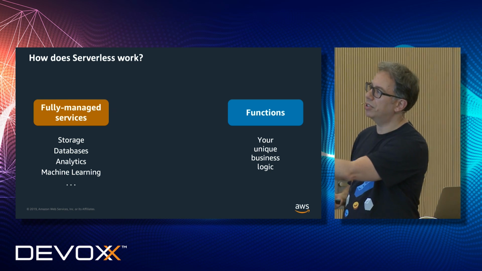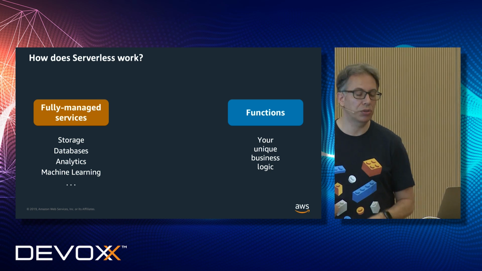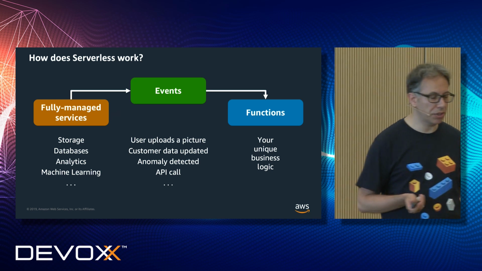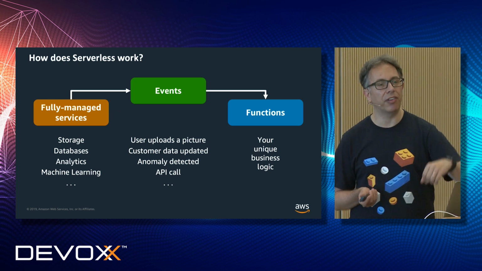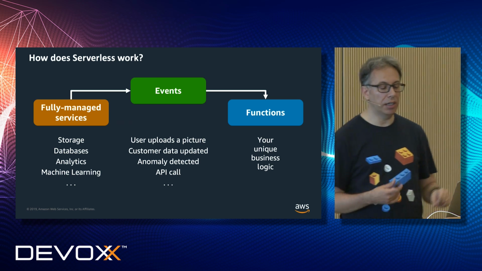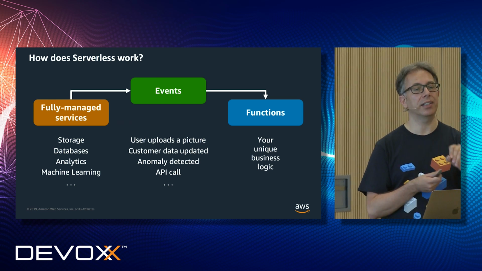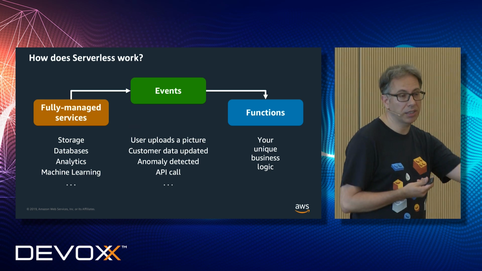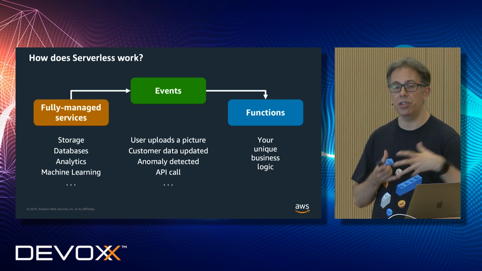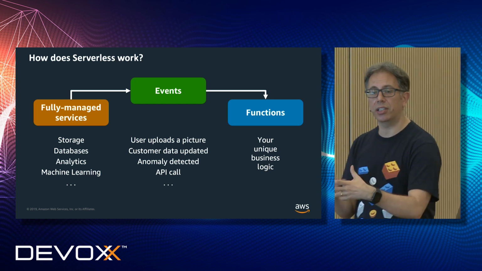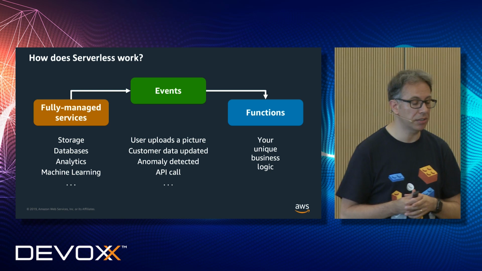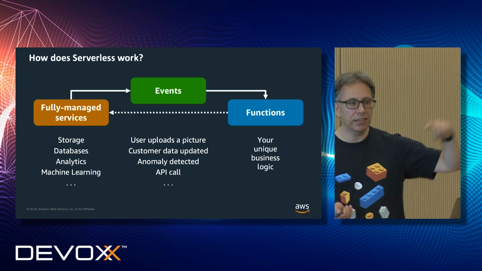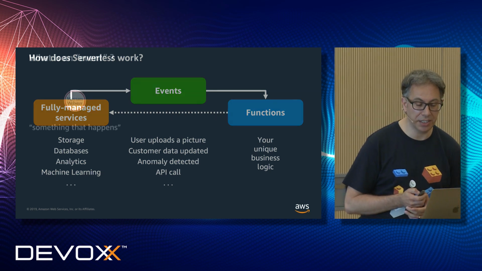And how do these services and this function talk together? They talk together using events. So if, for example, a user uploads a picture, and then this fires a function that will analyze this picture, or customer data is updated in a database, and this fires a function that will process this new information. Or you get just an API call, or maybe if you have a stream of data, and we detect an anomaly in the data, and this fires your business logic with your function. And a function can call other services, creating nested and really interesting event-driven architecture.